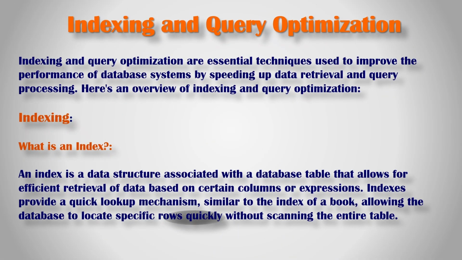Indexing and query optimization are essential techniques used to improve the performance of database systems by speeding up data retrieval and query processing. Here's an overview of indexing and query optimization. Indexing. What is an index? An index is a data structure associated with a database table that allows for efficient retrieval of data based on certain columns or expressions. Indexes provide a quick lookup mechanism, similar to the index of a book, allowing the database to locate specific rows quickly without scanning the entire table.